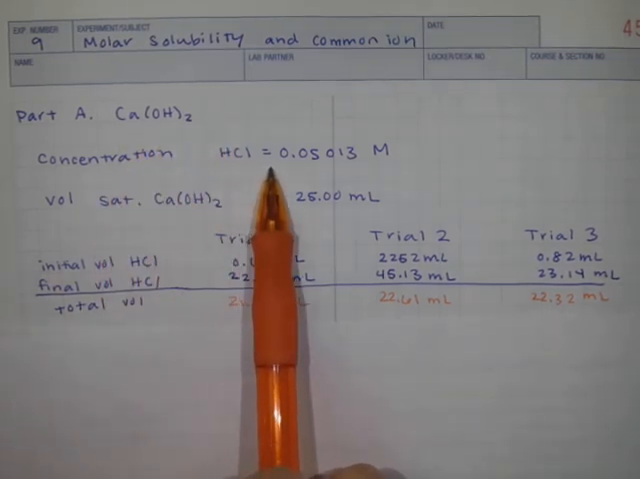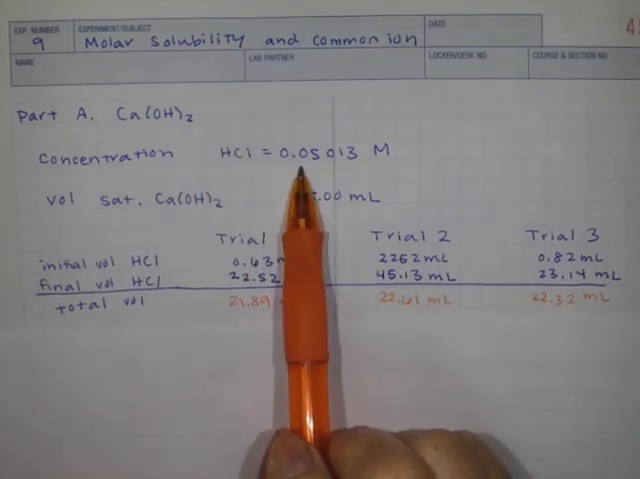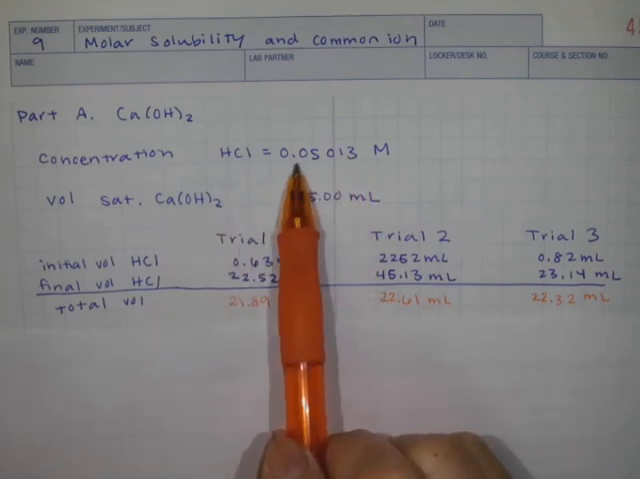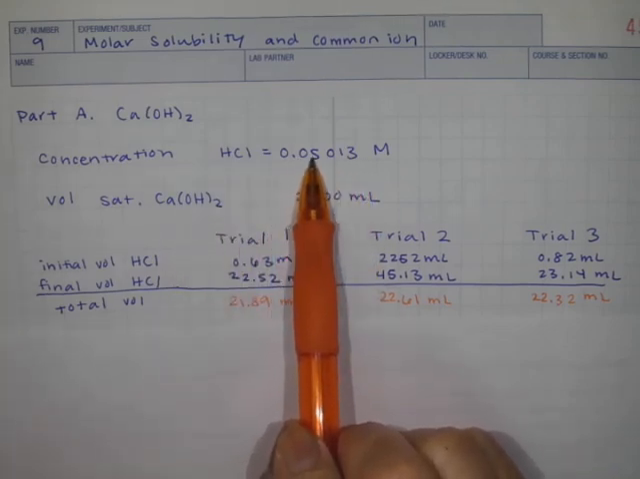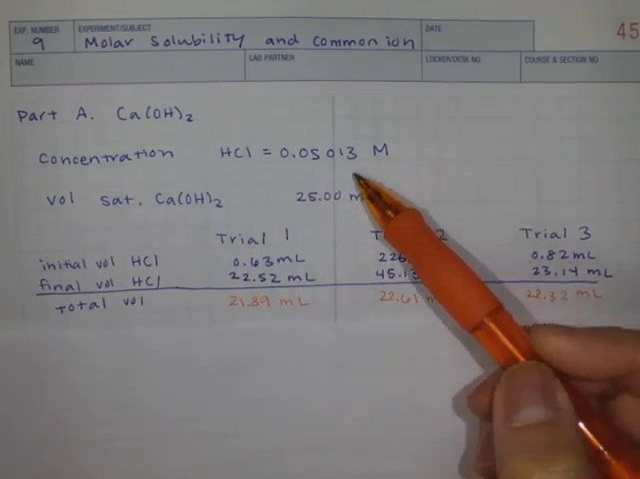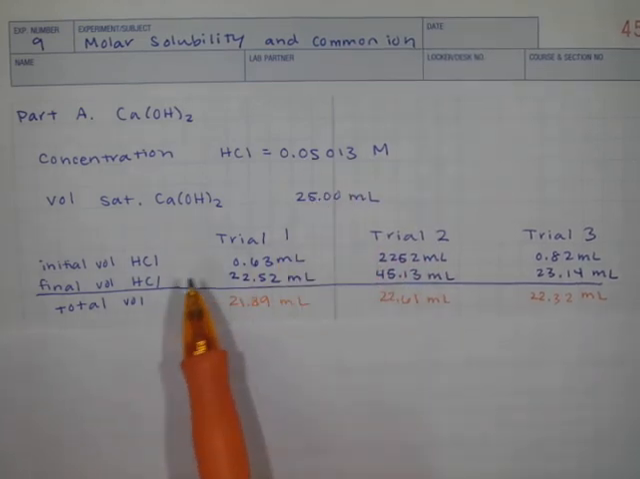So if you were in lab, the concentration was 0.05013. On the board it may have said something different, but make sure it's 0.05013 for this particular section. I think I wrote 0.5013, so make sure you correct that in your calculations.